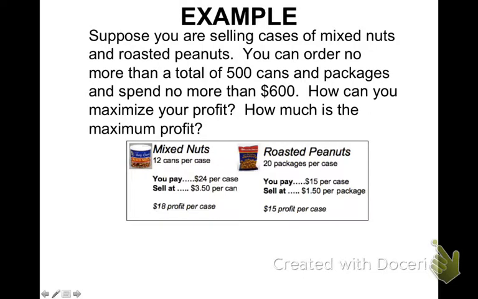So, suppose you're selling cases of mixed nuts. If I were you, I would just copy this box right here. So that's where all of our information is going to come from. So we're selling cases of mixed nuts and roasted peanuts. Mixed nuts, we get 12 cans per case. We're personally paying $24 per case. And then we're going to go and sell each can for $3.50. Which means we get an $18 profit per case.